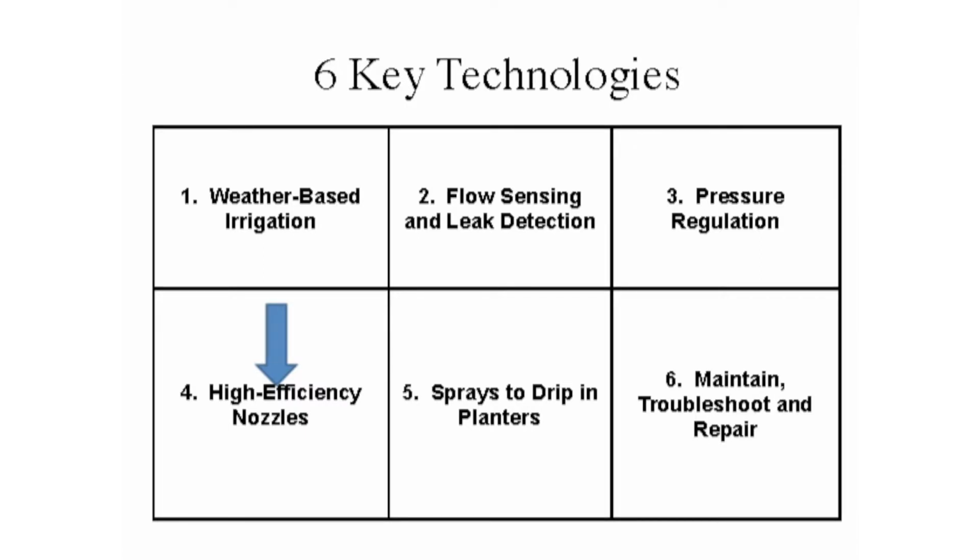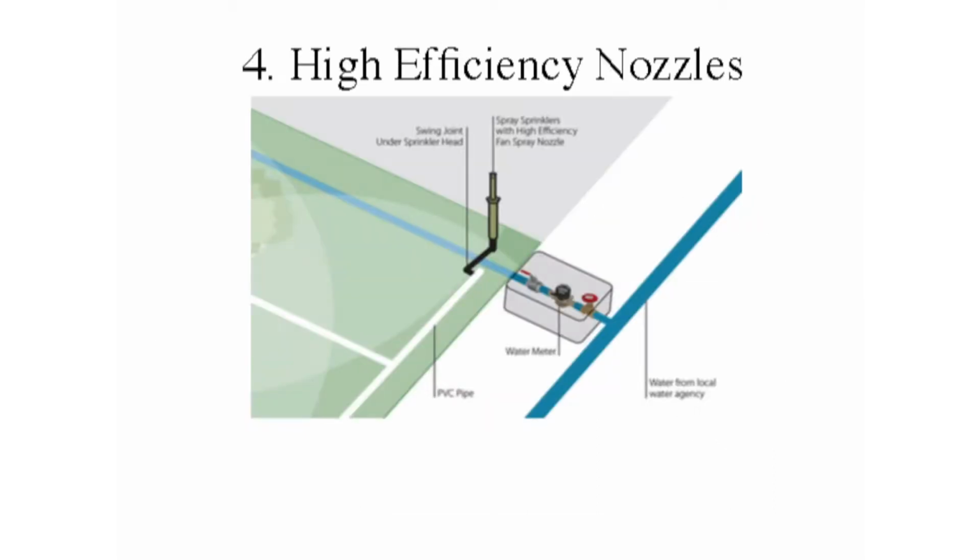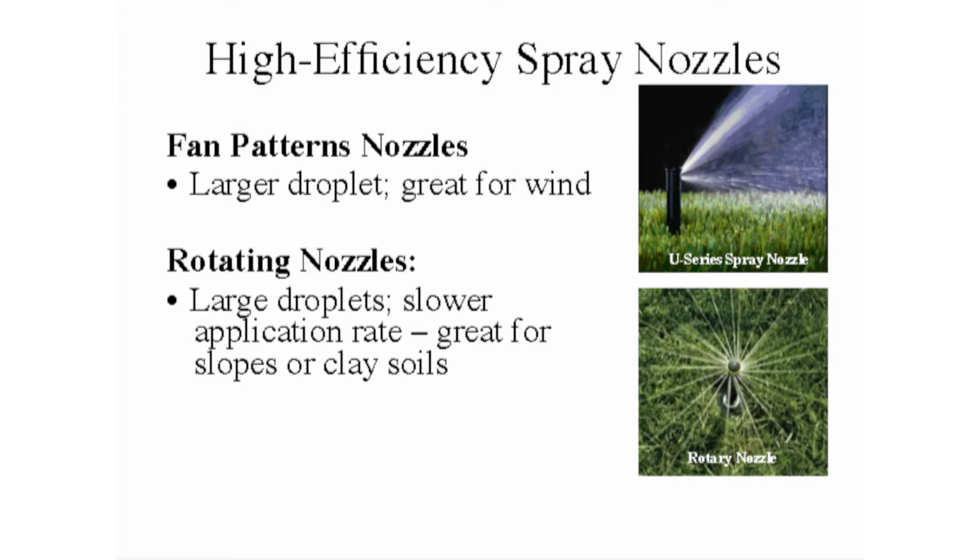Now, our fourth area is this idea of high efficiency nozzles. There are two kinds of high efficiency nozzles for our sprinkler bodies. We can either have a fan spray or we can have rotating. The rotators do really well in slopes and clay situations. And the fan sprays, if they're high efficiency fan sprays, do great if you have wind, because you put the water down in, let's say, 4 or 5 minutes, you go to the next valve, and you get your whole water window done in just like 30 minutes. So in high wind, sometimes the fan spray is better.